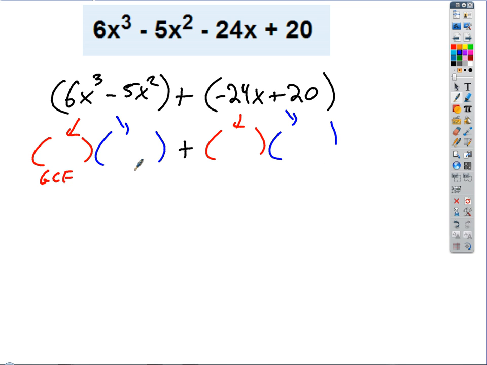And I know that whatever I get here, I have to get there, I don't even have a choice. If it's gonna work, those have to be the same. So what do I get from the first group when I can take out an x squared, right? Everybody agree? There's no number that goes into 6 and 5, but they both have x's, and I can take out an x squared. What's that leave me with? 6x minus 5, good.